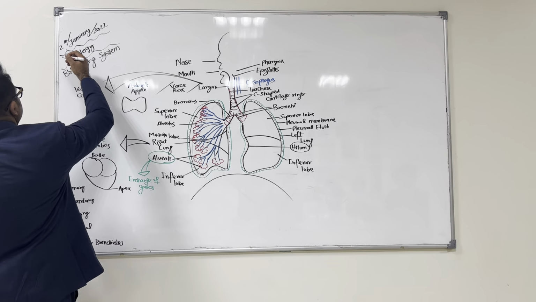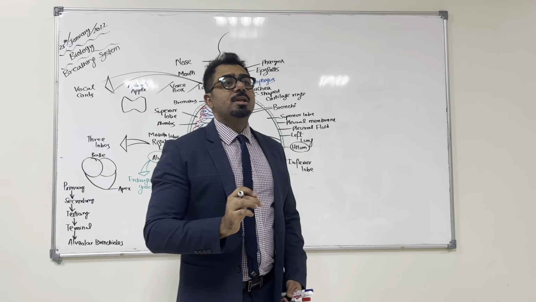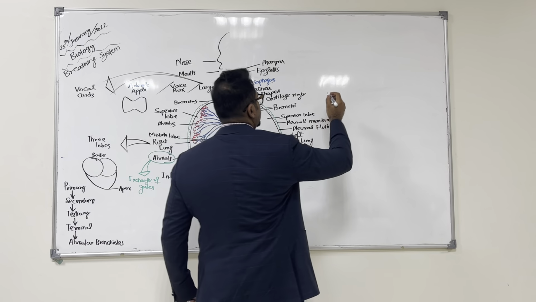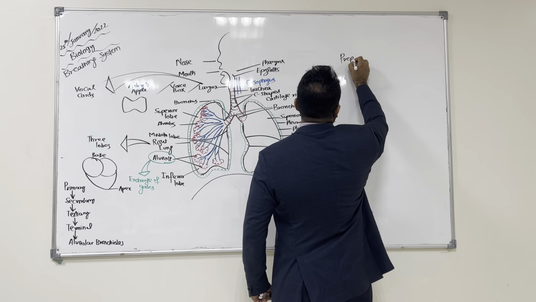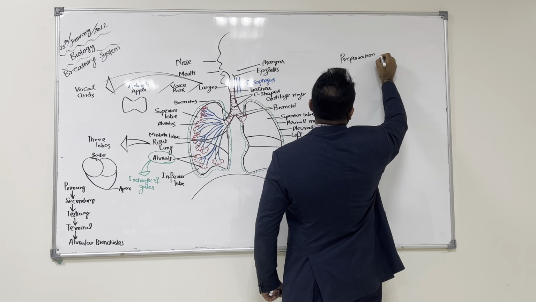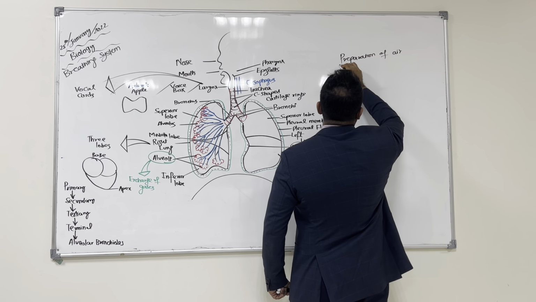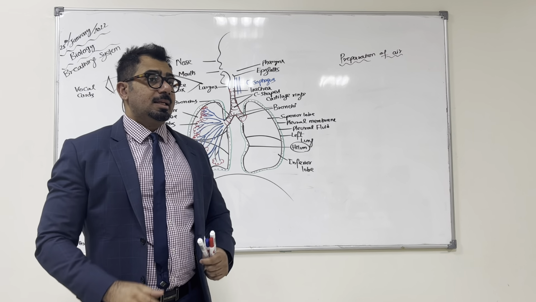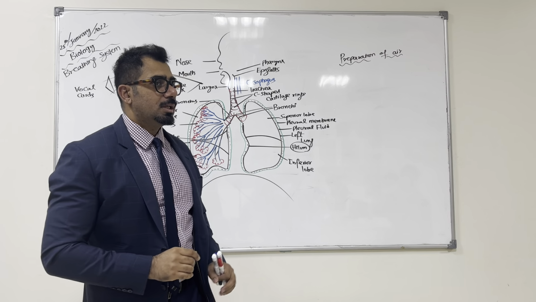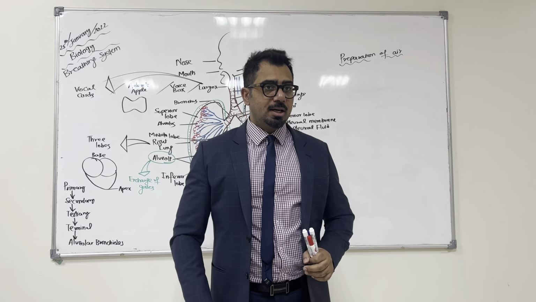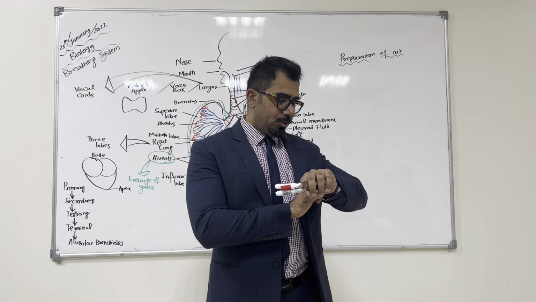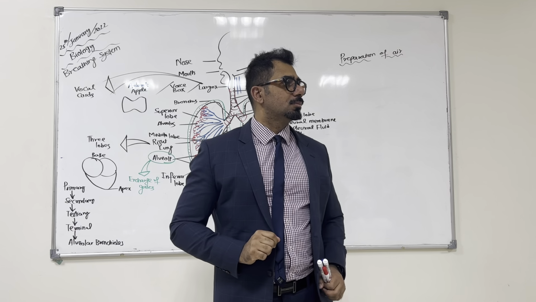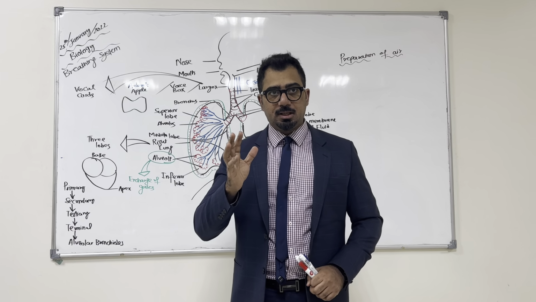So today we are going to talk about the preparation of the air for breathing in. Now this air which we are breathing in contains a lot of germs and a lot of dust particles, right? Right now the temperature is about 11 degrees. Our body temperature is 37 degrees.